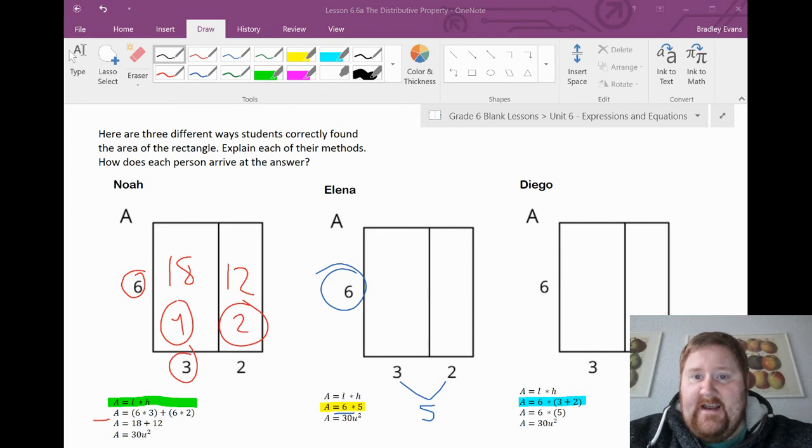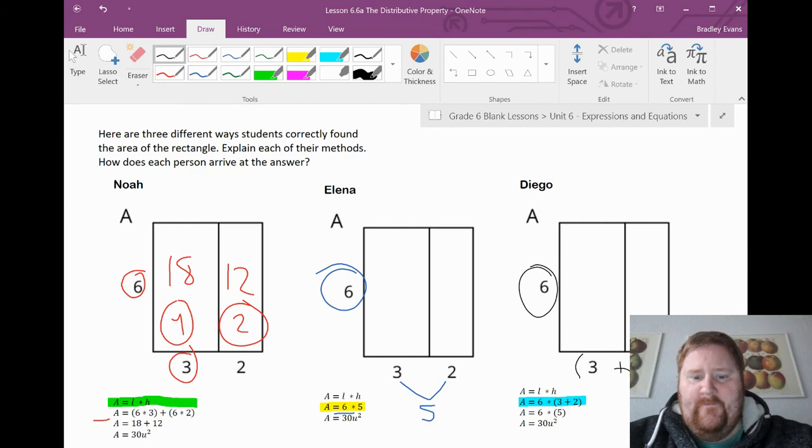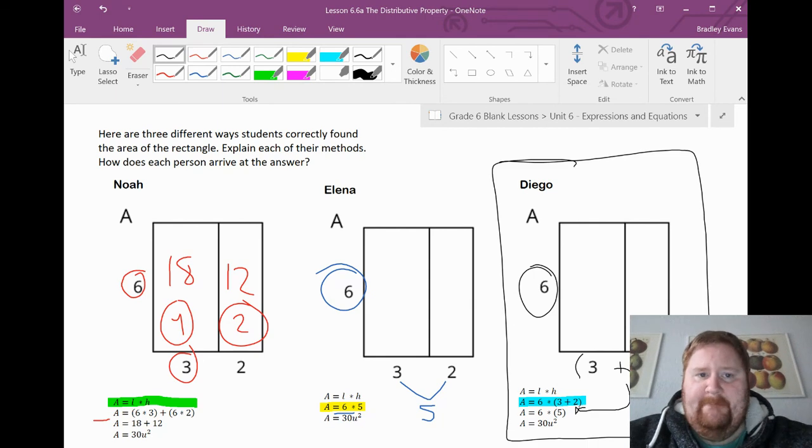Now, Diego does it a slightly different way, also gets the right answer, but what does he do? Well, he still knows the way to find the area of a rectangle, length times height, or length times width, and he takes his length, which is always 6, and then he adds together the 3 plus the 2. And then if you notice really closely, what I hope you picked up on was that he actually solved the 3 plus 2 first. He put that into his equation and then solved it. Diego here is using the distributive method.